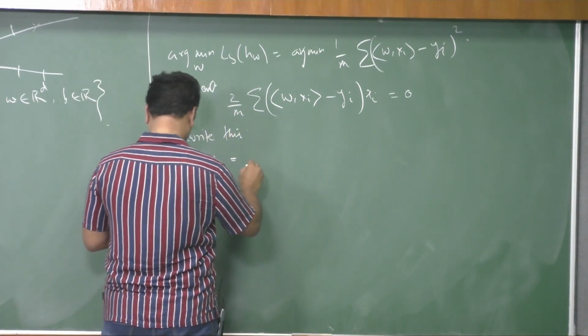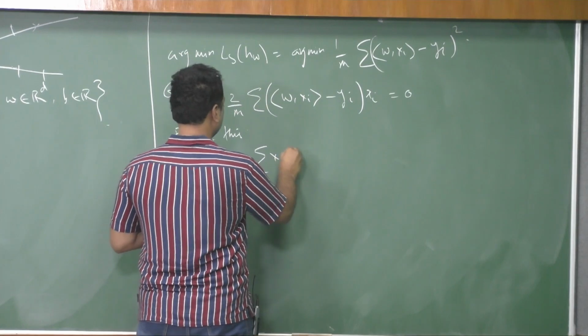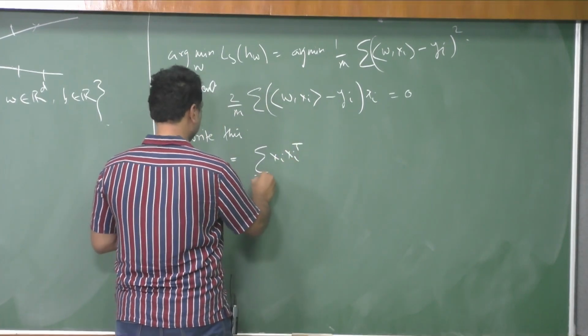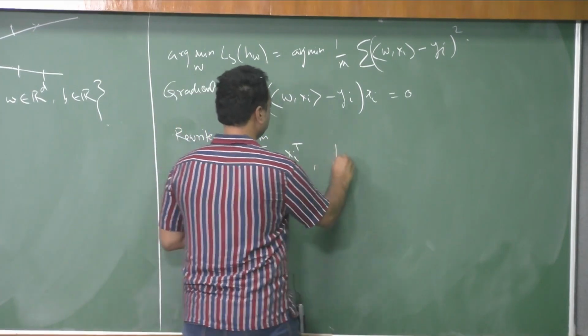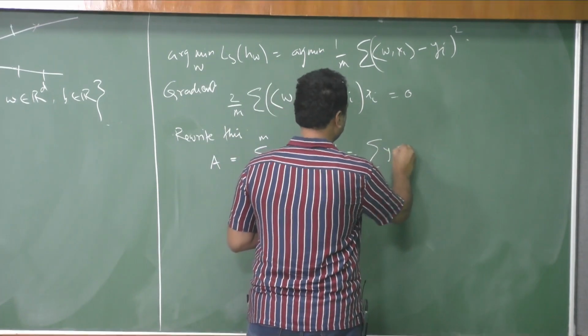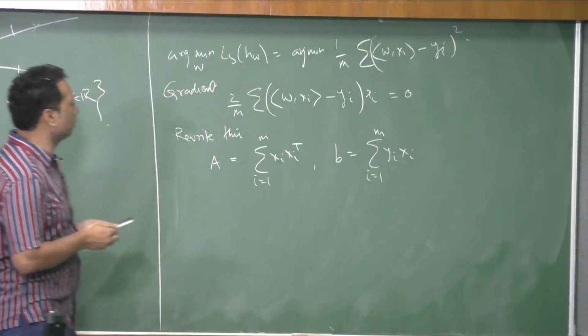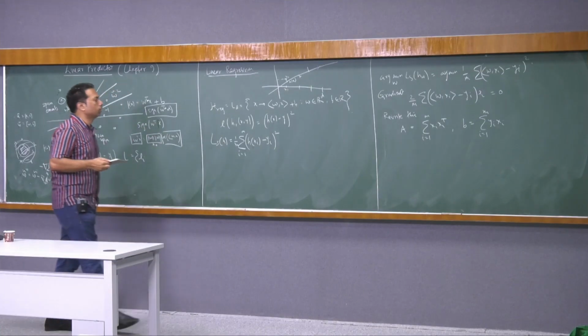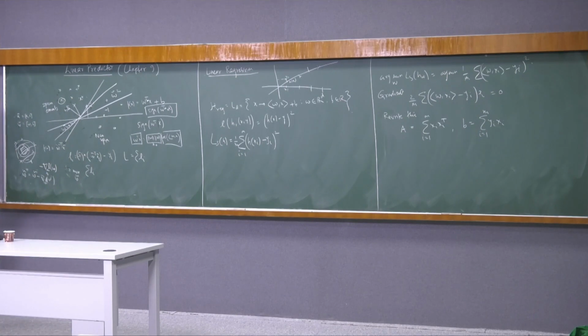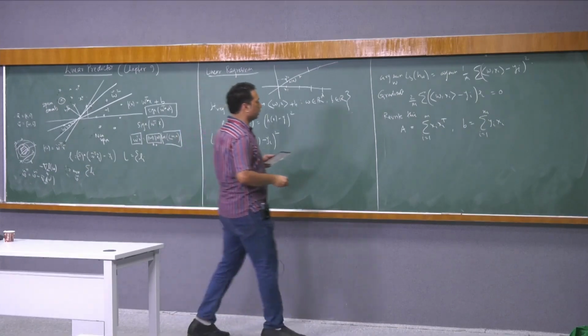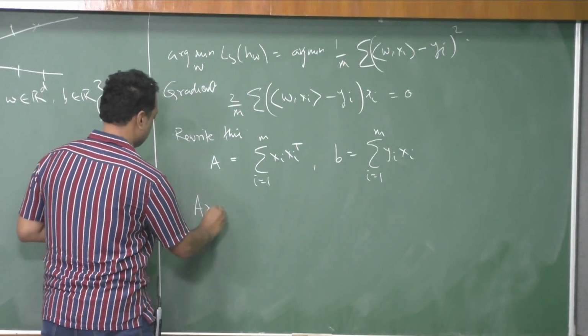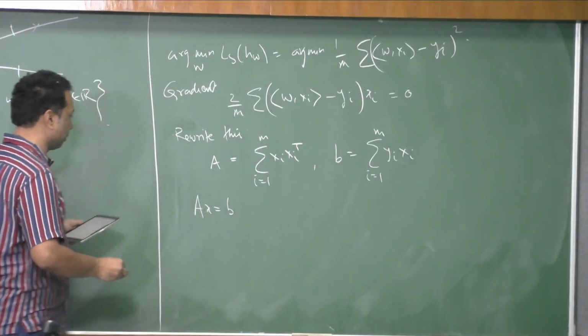As a, which is the sum of xi xi transpose, i equals 1 to m, and b we can rewrite as the sum of yi xi, i equals 1 to m. You can check that after some algebra, a can be written like this, and x will be the w here. Then we can write this as the linear system Ax equals b, where x is w.